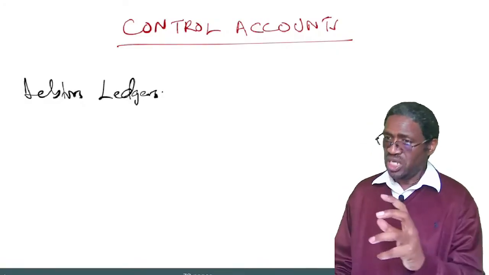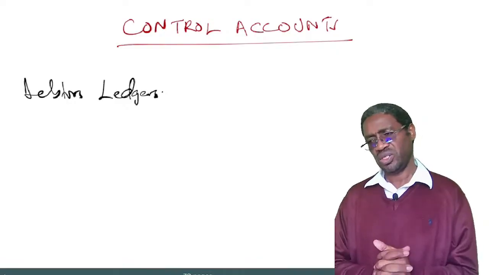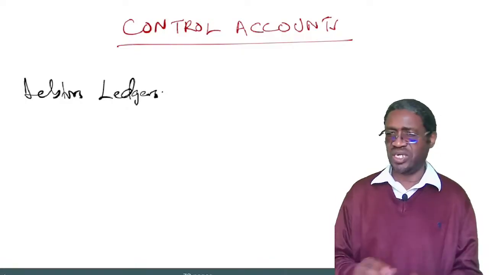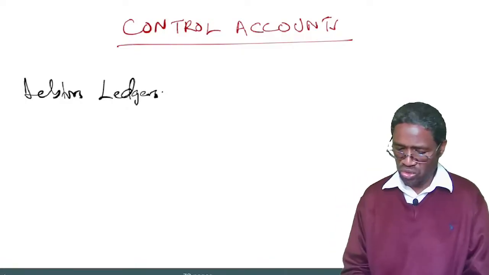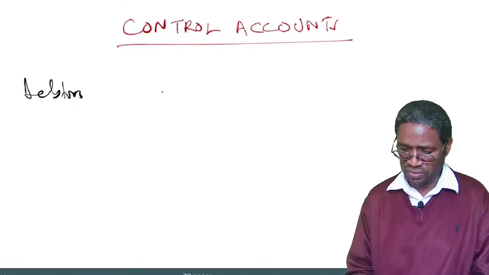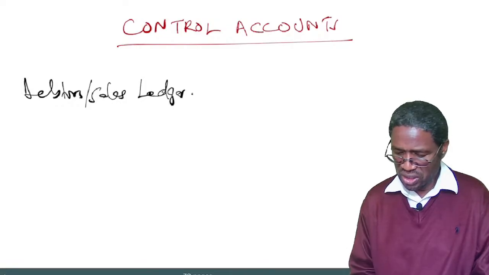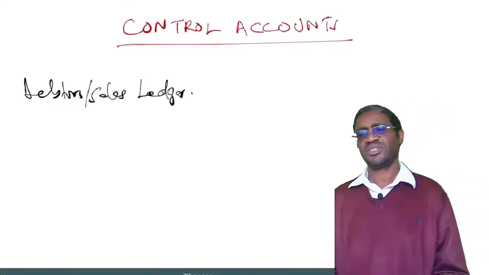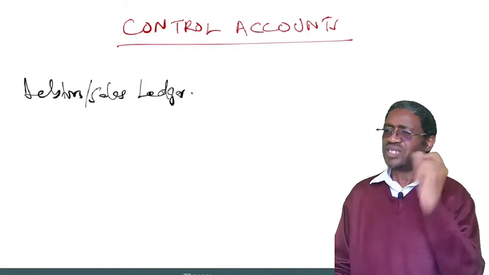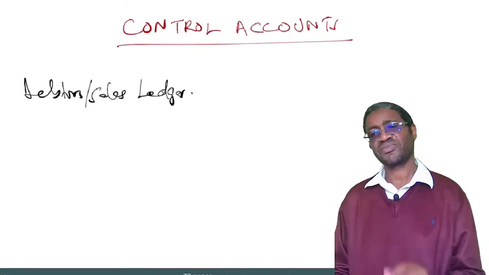If you put all your debtors' accounts in one book, that book is called the debtors ledger. It is also known, in some books, as the sales ledger. So a sales ledger or a debtors ledger is a book that contains the accounts of debtors.